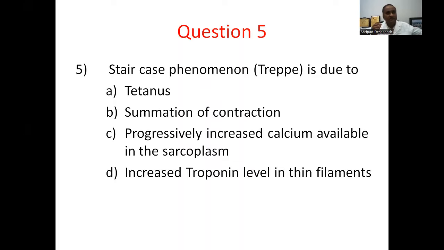It is the increased frequency, stimulating one after another at a greater frequency, but not at a tetanizing frequency. Tetanizing frequencies may be 50 hertz or even more. So that is a different parameter. Now, it's not due to tetanus. Tetanus is where continuous impulses come and increase the tension. It is not due to the summation of contraction. Summation happens because the elastic elements are taken up, or because of heat generation, or other reasons. There would be an additional activity because the series elastic component has already been overtaken, and the second impulse comes. So it is not due to summation of contraction. It is also not due to a change in the troponin level in thin filaments.